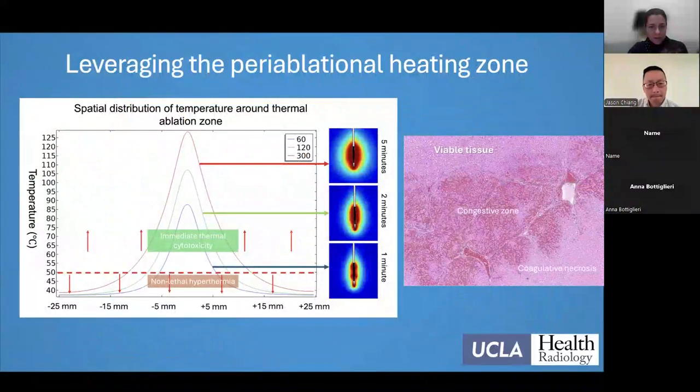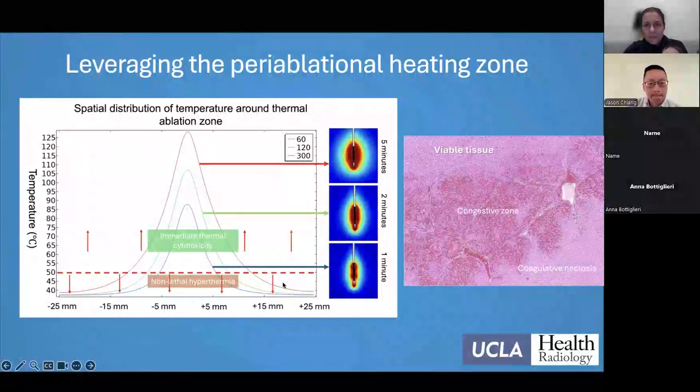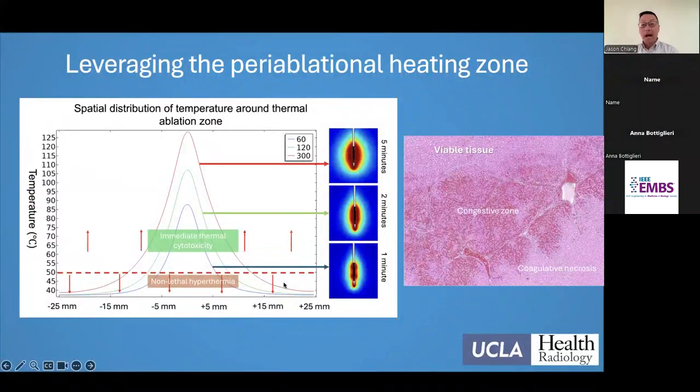If I understand correctly, targeting suboptimal or sublethal temperatures is more likely to initiate an immunogenic response. Is that correct, Jason? Absolutely, that's right.